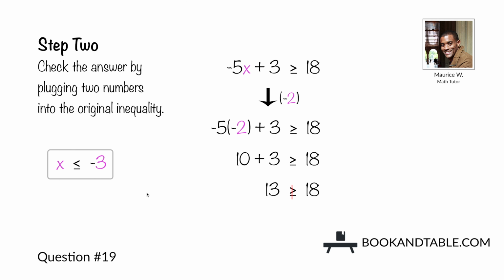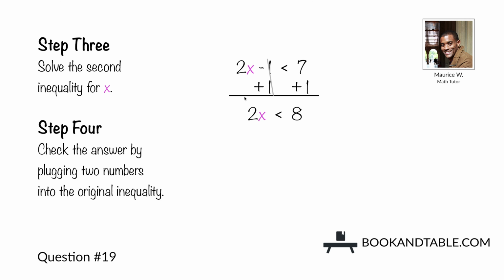You then go on and solve the second inequality you were provided with. 2x minus 1 is less than 7. So step 3, solve the second inequality for x. So we first add 1 to both sides to get rid of this constant, -1. That leaves you with 2x on the left side and 7 plus 1, which is 8 on the right side.